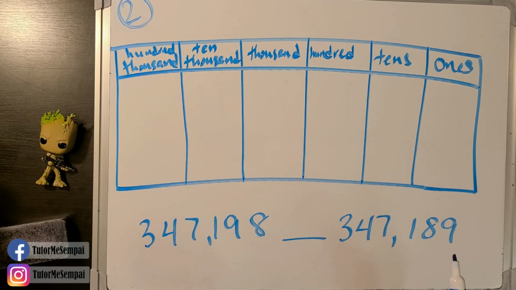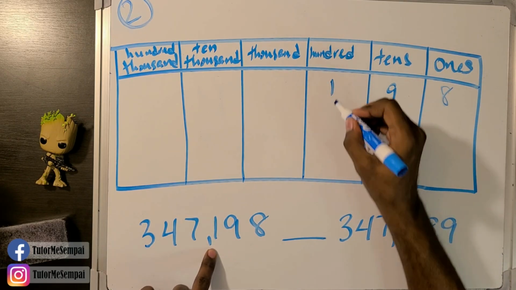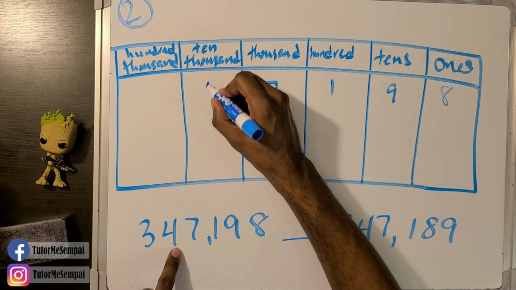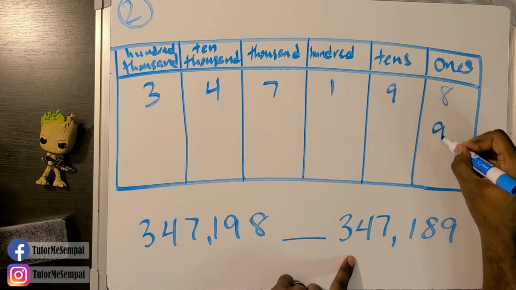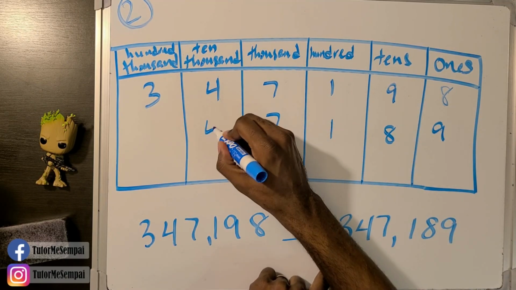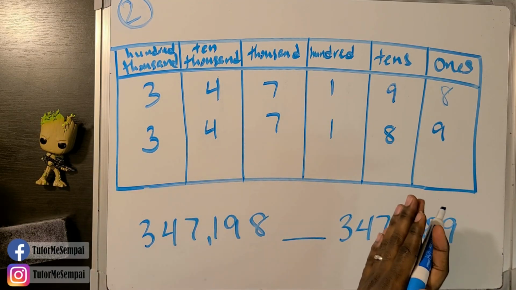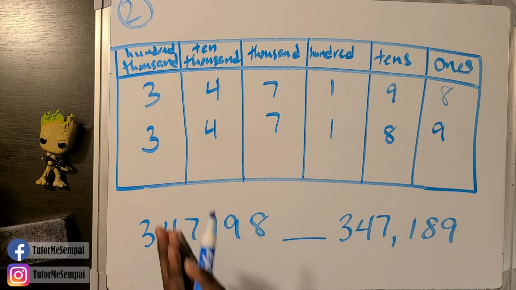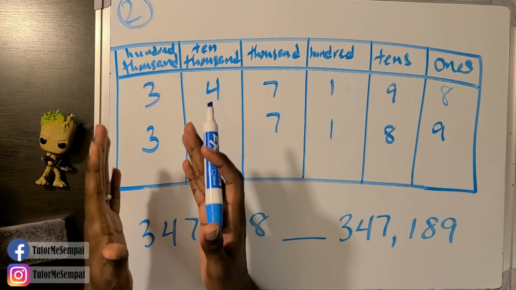It's great practice. So for this one, we have 8, 9, 1, 7, 4, 3. And for this one, we have 9, 8, 1, 7, 4, 3. So now that we have both of our numbers written out in our place value chart, let's start comparing our place values. And we're going to start with 100,000, our biggest one on our chart.